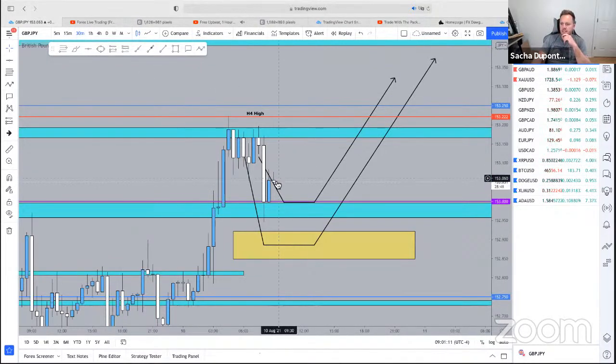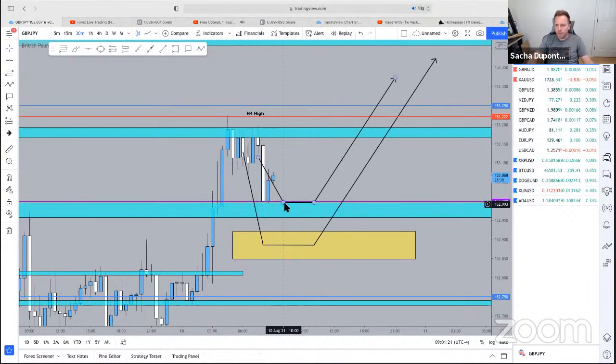But if I want to buy, I want to see a wick down and break the high. If not, I'm just gonna wait, you know. There we go. So we got our wick down now. And now we can expect some volume to come in.